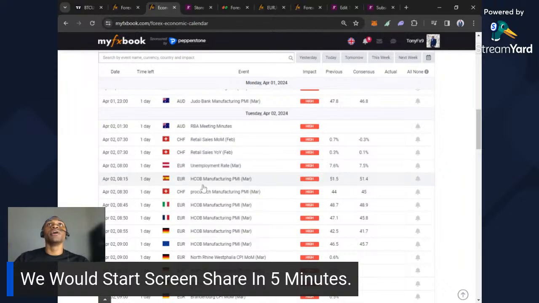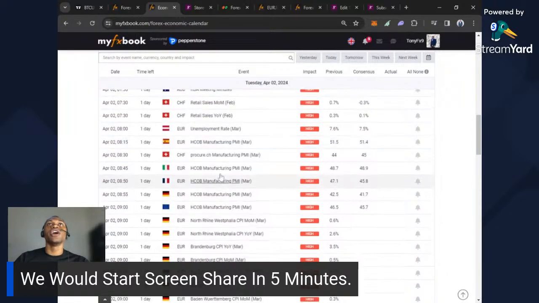Then London session 8:15. We have a lot of London session news on Tuesday. 8:15, we have HCOB manufacturing PMI for Spain, which if we see a figure higher than 51.4, it is good for Spain. Then manufacturing PMI for Switzerland by 8:30. We say a figure higher than 45 is good for the Swiss franc.